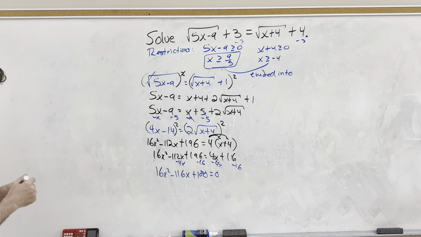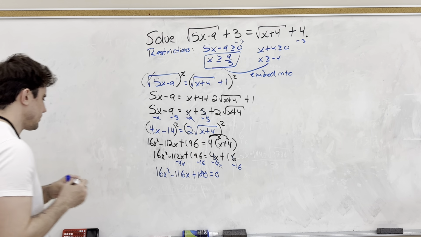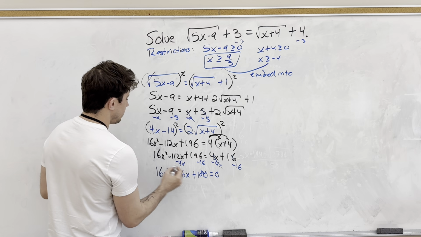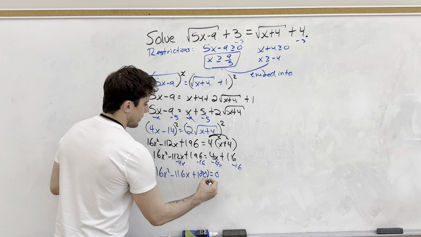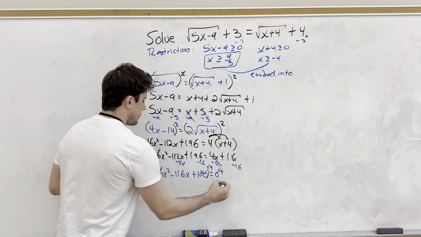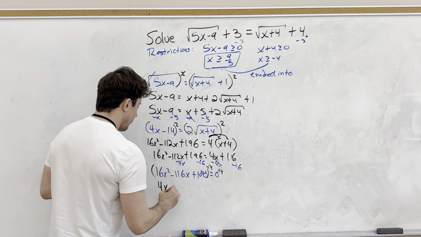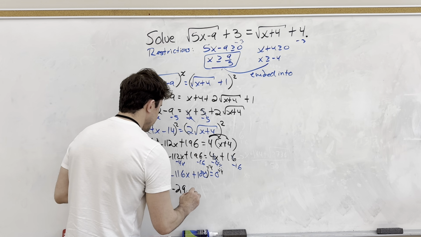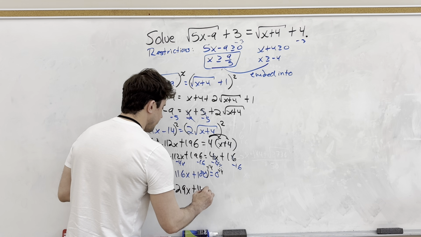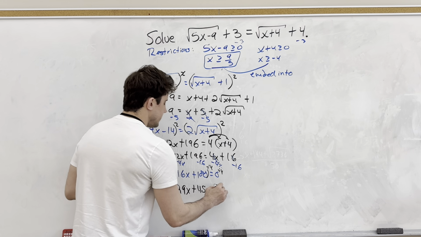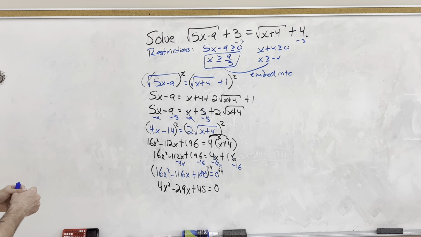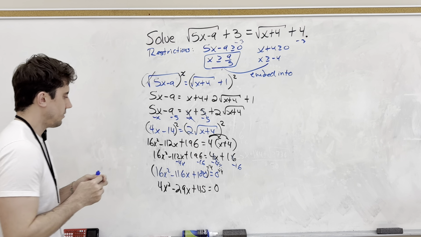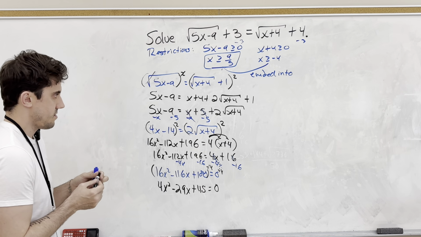And we are able to divide those by 4 to make our life easier. We can divide both sides by 4. And that means we get 4x squared minus 29x plus 45 is equal to 0. And my guess is that we can solve this by decomposition.